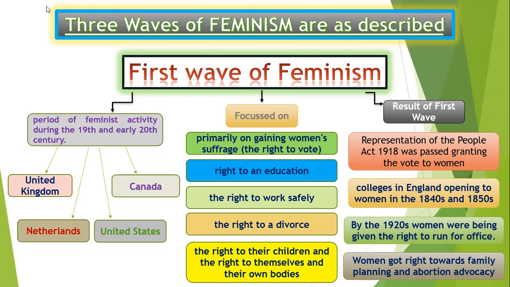In 1928, this was extended to all women over 21. With this first wave of feminism, colleges in England opened to women in the 1840s and 1850s, and with women like Elizabeth Blackwell being one of the first women in the US to graduate in medicine, rights in education were being gained. By the 1920s, women were being given not only the right to vote, but the right to run for office. The later part of the first wave included Margaret Sanger's efforts towards family planning and abortion advocacy. The first wave of feminism was the longest and it is the most taken for granted.